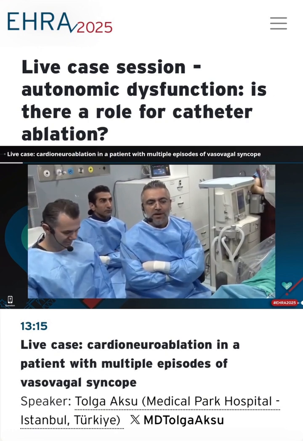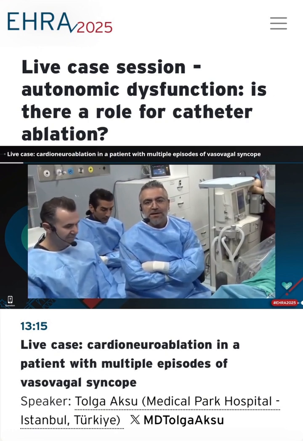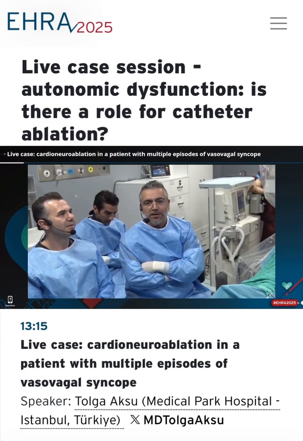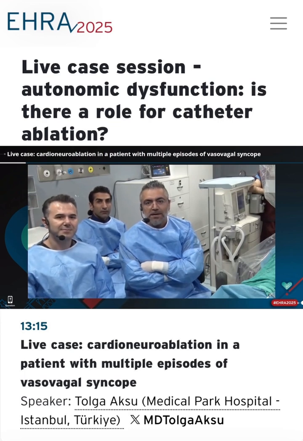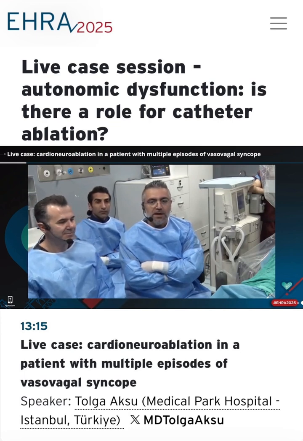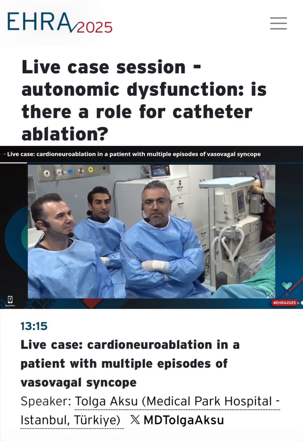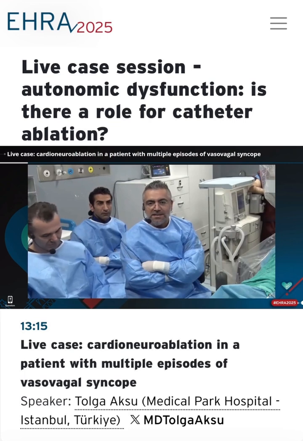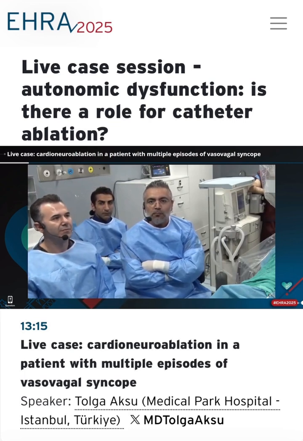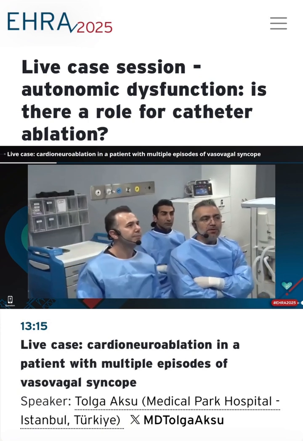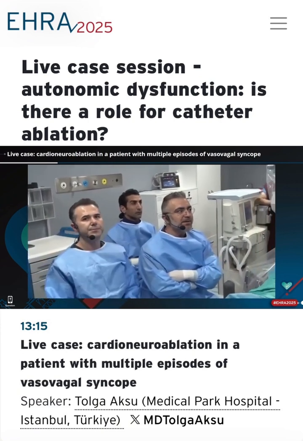Today we will try to present the new era on GP mapping during cardioneuroablation, and we will try to demonstrate a combination of 3D mapping and 3D CT merge to map ganglionated plexus during our cardioneuroablation procedure. My team will briefly present the case. Today's case is a classical vasovagal syncope case, and then I will try to show you what we did so far. So let's see our 3D mapping data.